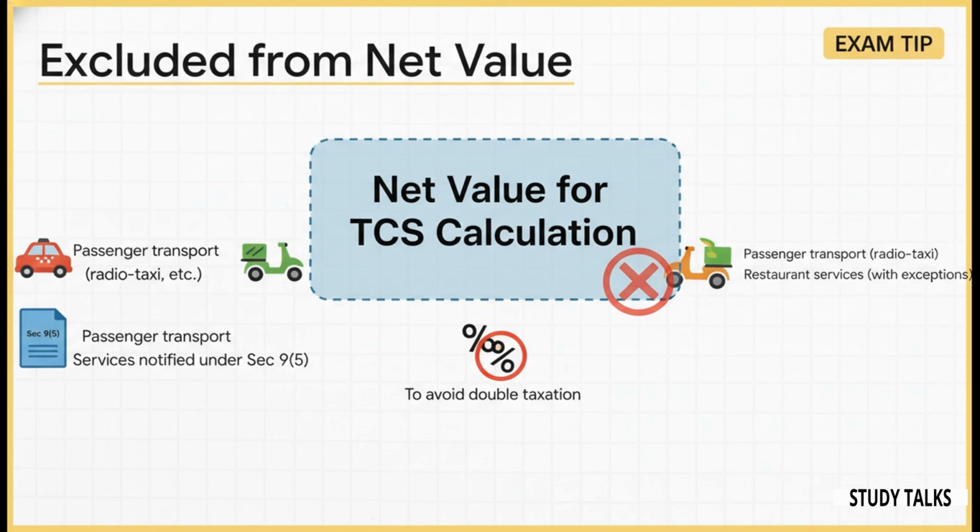The law also carves out a really important exception. Services that fall under Section 9, subsection 5, are totally excluded from this calculation. Why? Because for these services, like taking an Uber or ordering from certain restaurants on Zomato, the ECO is already on the hook for paying the entire GST amount themselves. So, to avoid taxing them twice, these services are kept out of the TCS net completely. This is a key point you have to remember.